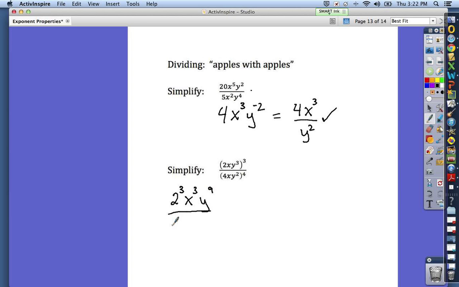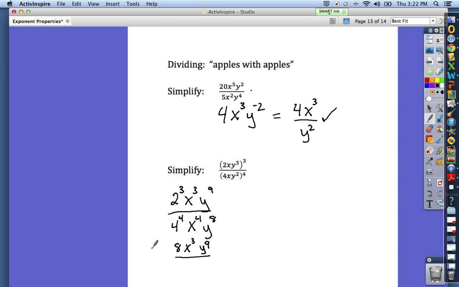Same thing with the 4. 4 to the fourth power, x to the fourth power, y to the 2 times 4, which is y to the eighth power. Simplifying here, I get 2 to the third power, which is 2 times 2 is 4, times 2 is 8, x to the third power, y to the ninth, divided by 4 to the fourth power.